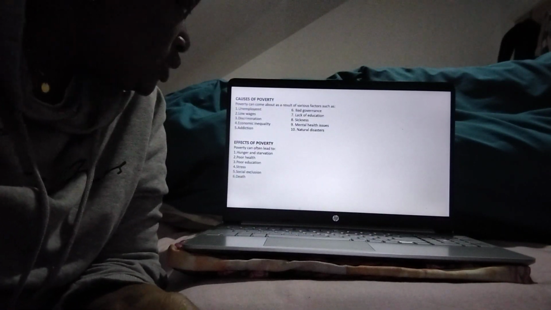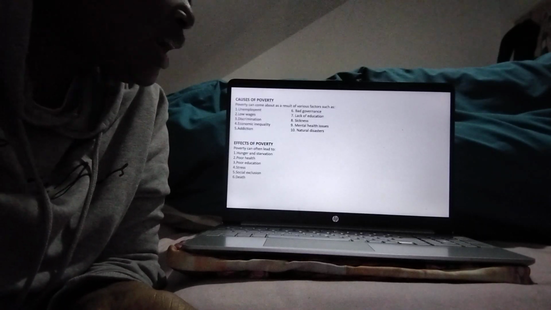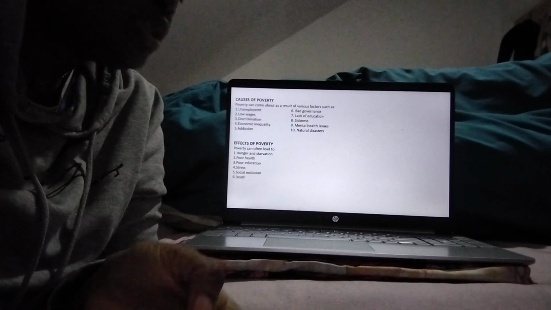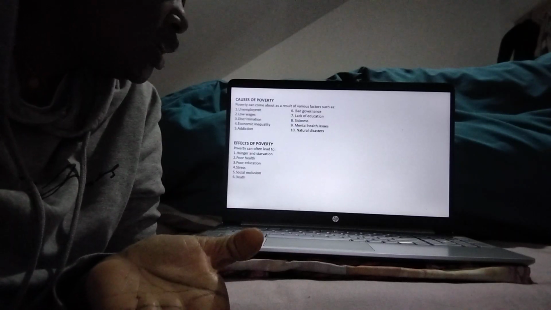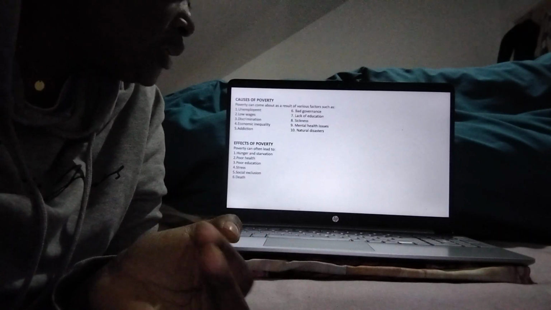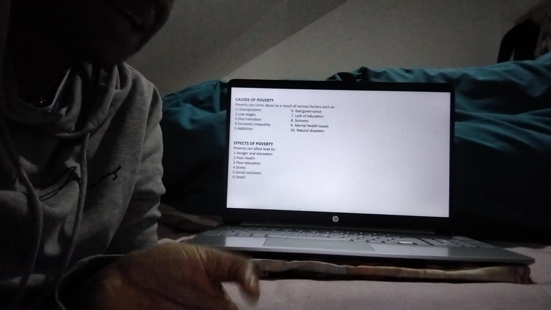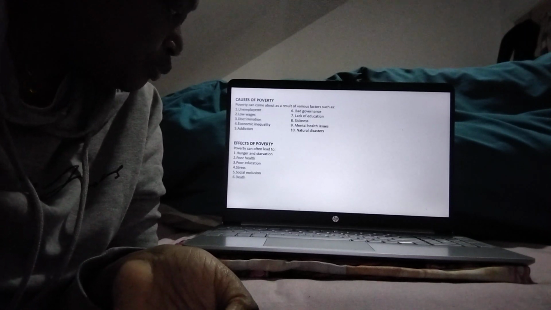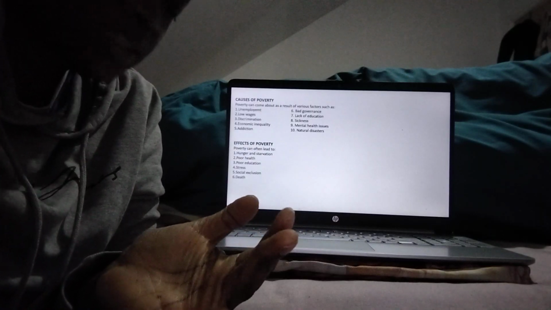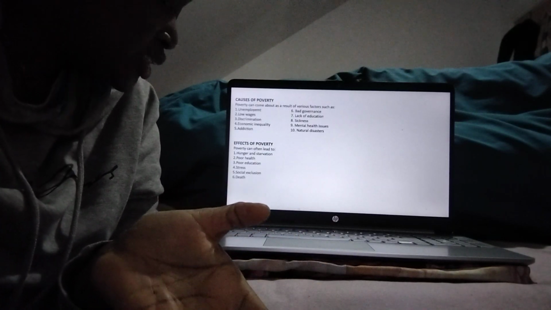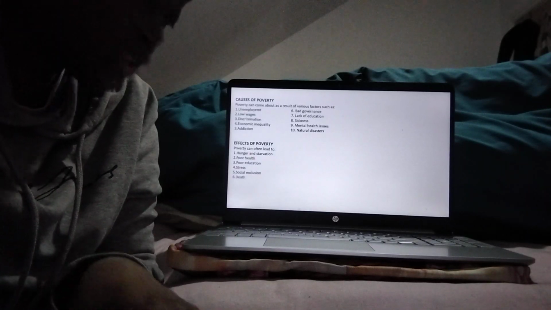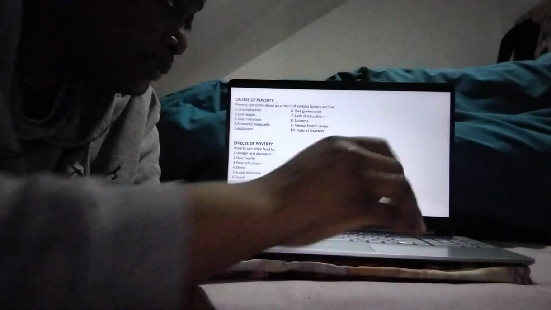Next slide, we have causes of poverty and effects of poverty. Poverty can come about as a result of various factors such as unemployment, low wages, discrimination, economic inequality, addiction, bad governance, lack of education, sickness, war, mental health issues, and natural disasters. Now, what are the effects of poverty? Its effects are hunger and starvation, poor health, poor education, stress, social exclusion, and even death.